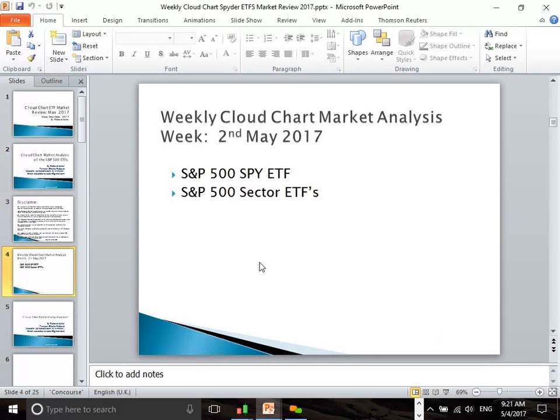And in this analysis is the S&P 500 Spider ETFs and S&P 500 Sector ETFs. Apologies, the date there is slightly incorrect. So it's the 4th of May, not the 2nd.